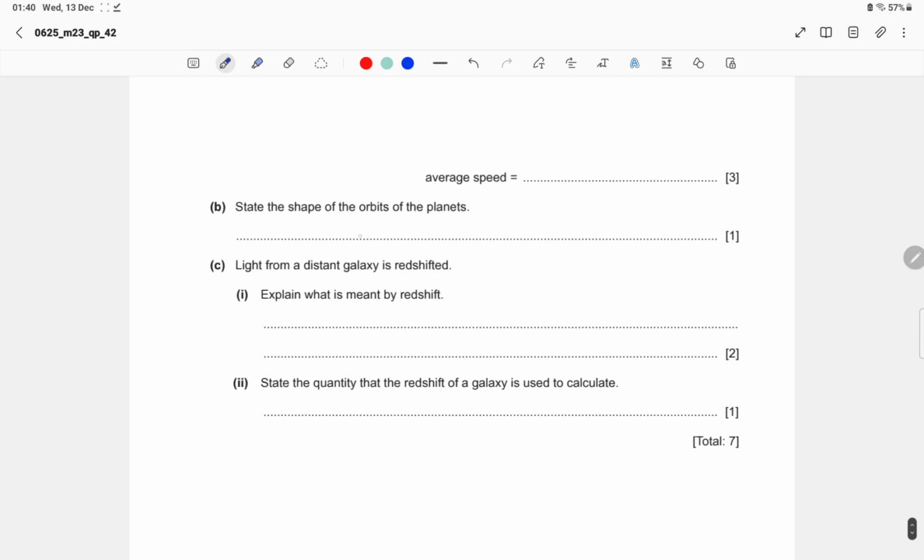State the shape of orbits of the planets. It's an ellipse, or elliptical.